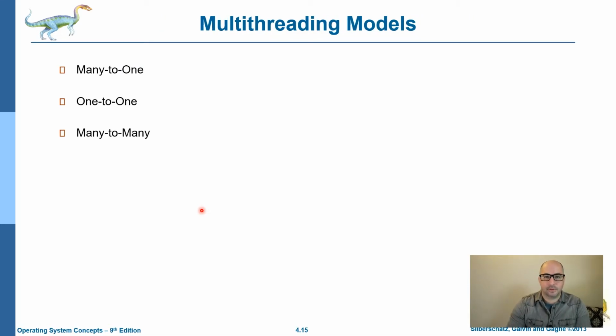How they support multi-threading may vary, and the models are many-to-one, one-to-one, and many-to-many. And this refers to the left half refers to the user thread and how it's related to kernel threads. So many-to-one, many user threads to one kernel thread, one-to-one, one user thread per kernel thread, many-to-many, meaning that there may be a distinct number of user threads from the number of kernel threads that exist.